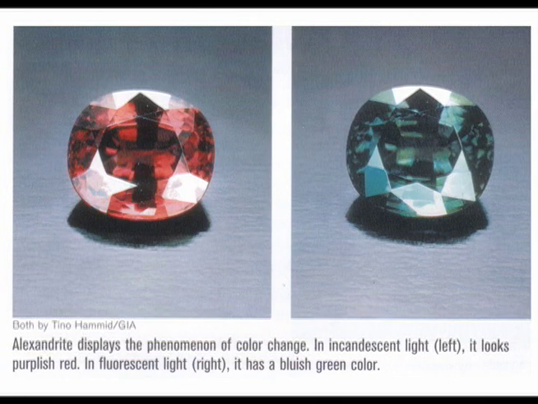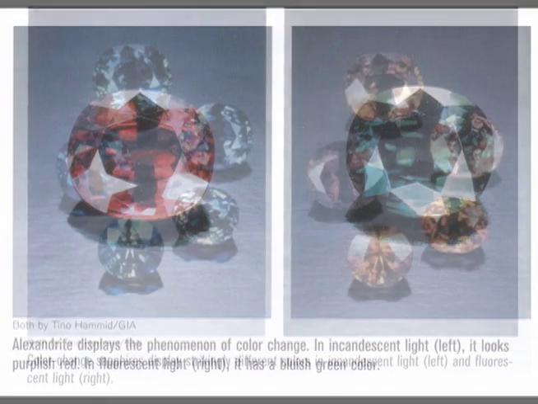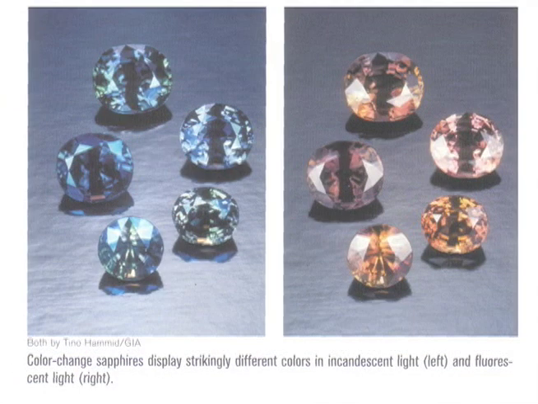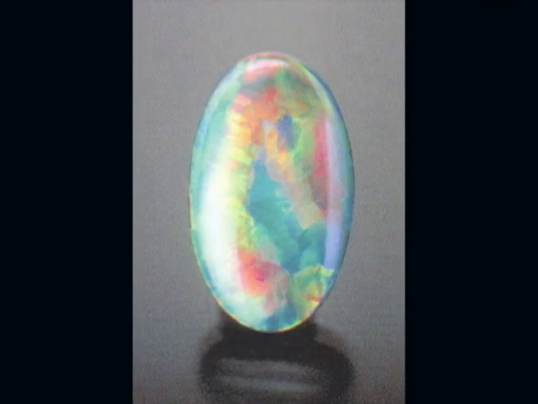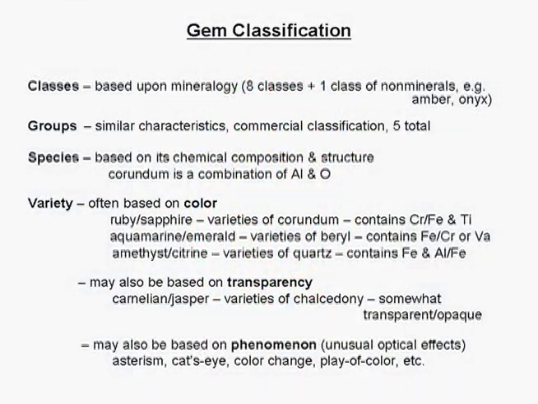But it's not just alexandrite, which originally came out of Russia. Other ones would be color-change sapphire. These are sapphires that change colors, again under incandescent light on the left and under fluorescent light on the right. In fact, we also find that some garnets can change color too. So I think these are kind of interesting stones. We can also have what we call play of color, right there, where we have our opal. So that's how we would classify the varieties.